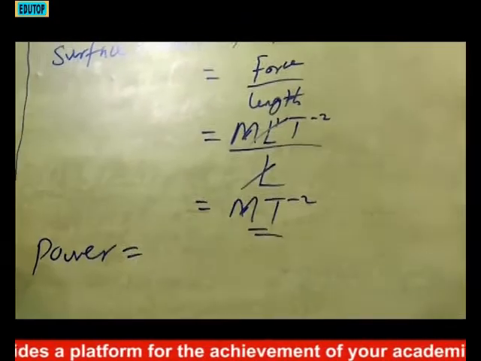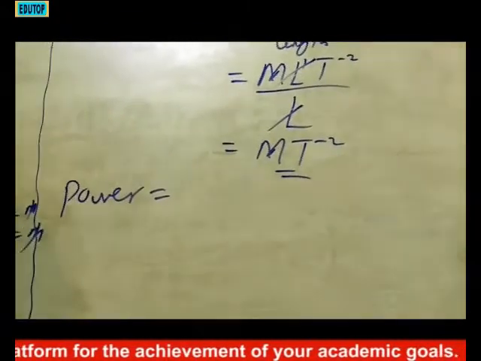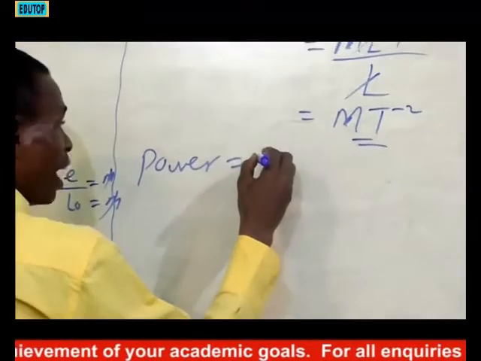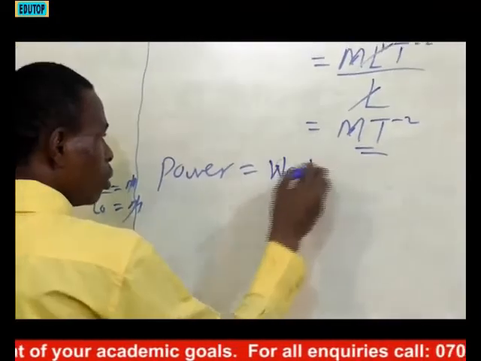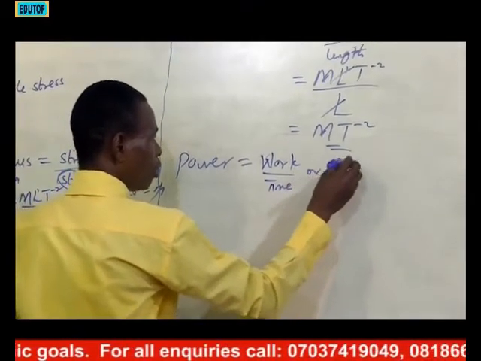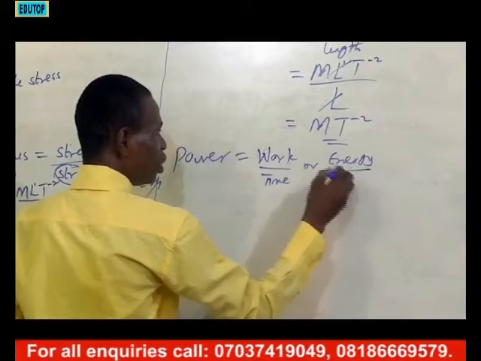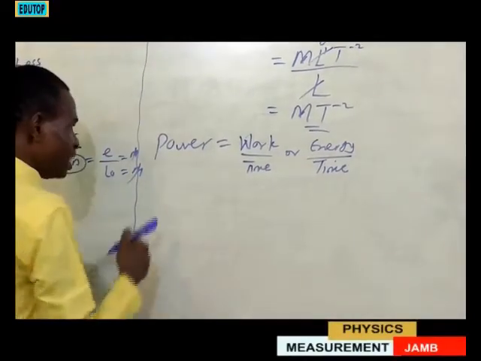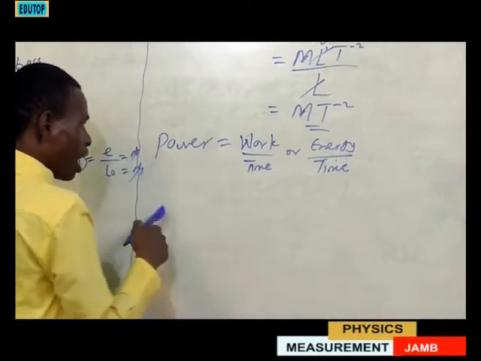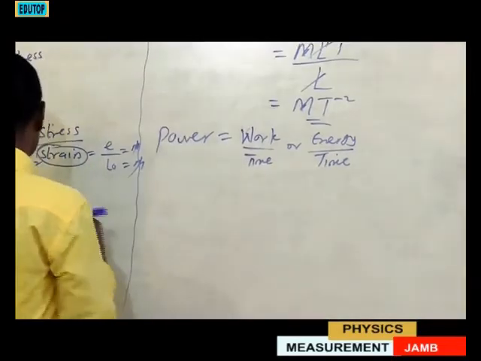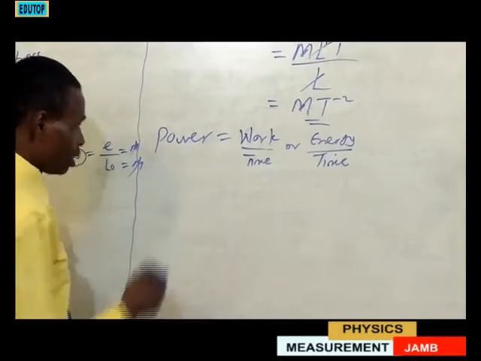Power. What is the formula for power? That is the first thing. Power is work over time, or you can say energy over what? Over time. Before we can get the dimension of power, you need to get the dimension of work. And I have done that for you the other time, if you can still remember.